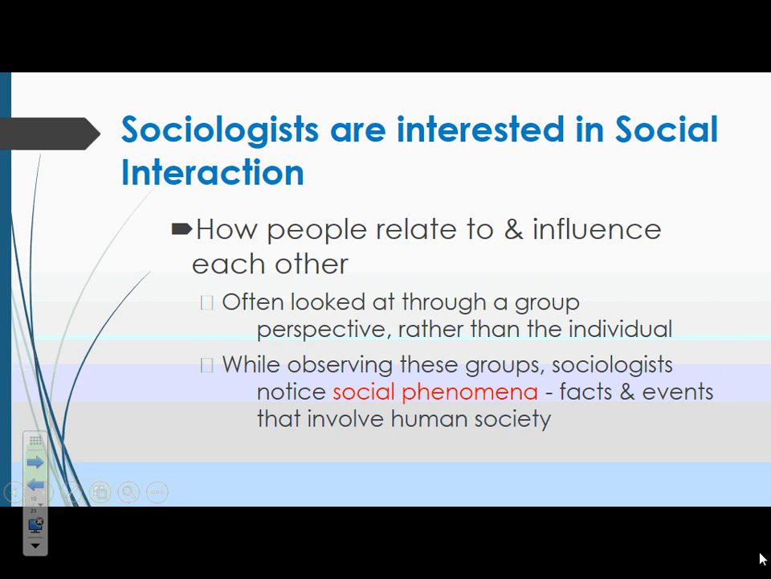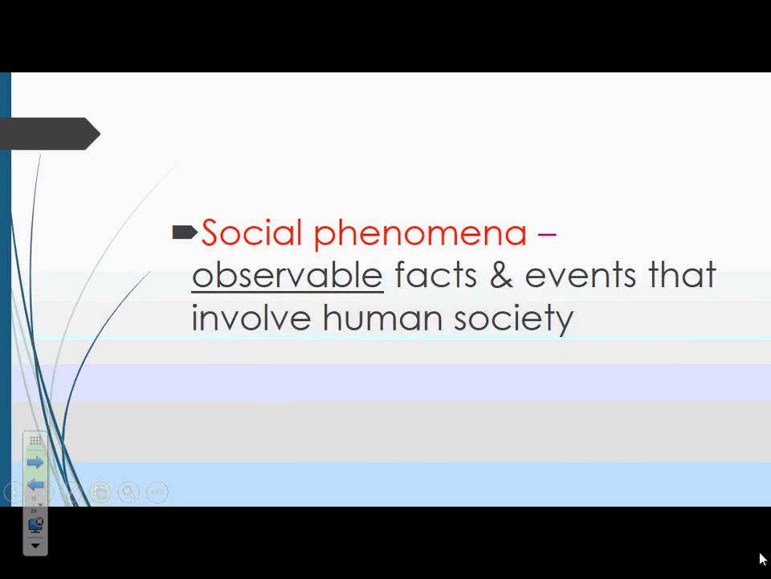And sociologists are also interested in being able to observe these groups. They're going to notice what's called social phenomena. We're going to find that here in a second. Facts and events that involve human society. We said facts and events that involve human society, but it's important that you understand social phenomena must be observable. It can't be something that you think. Because remember, this is a science. Sociology is ultimately a science, and so it must have that observable component.